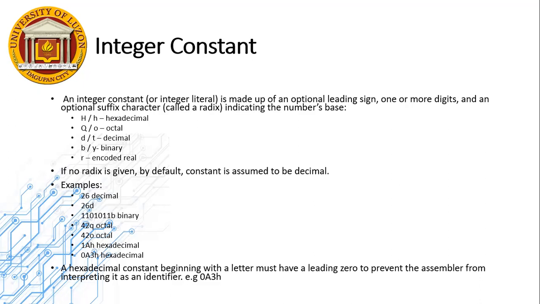Below are the examples: 26 decimal, 26D, 1101011B which is binary, 42Q for octal, 42O is the same for octal, 18H for hexadecimal, and 0A3H is for hexadecimal as well. Just take note, a hexadecimal constant beginning with a letter must have a leading zero to prevent the assembler from interpreting it as an identifier.